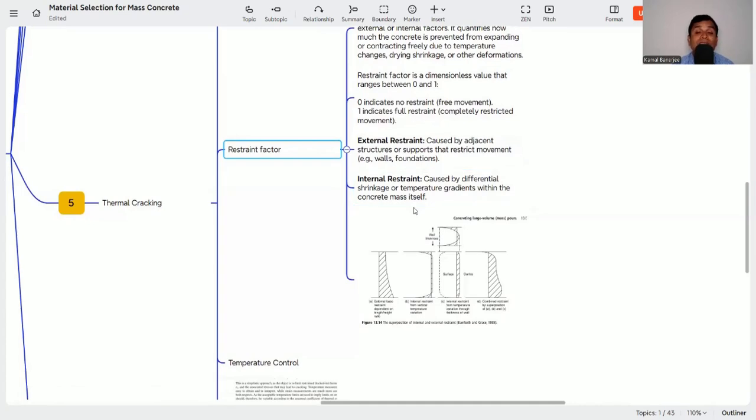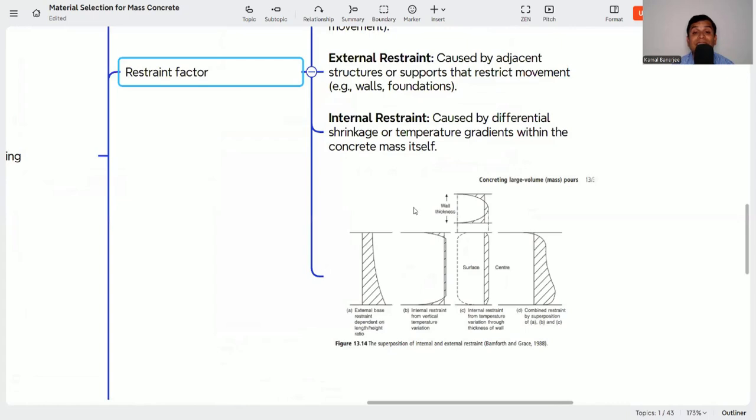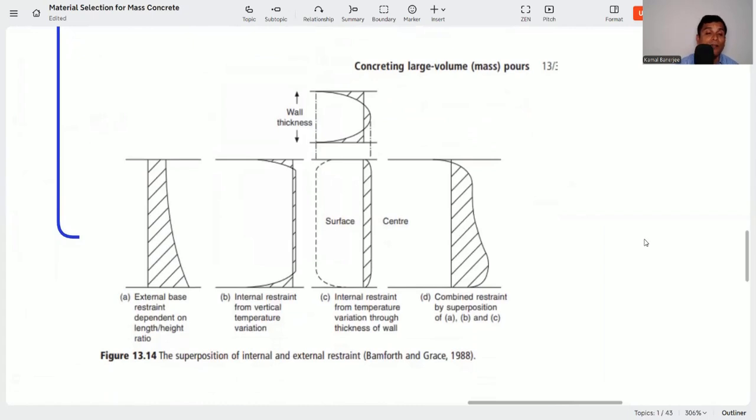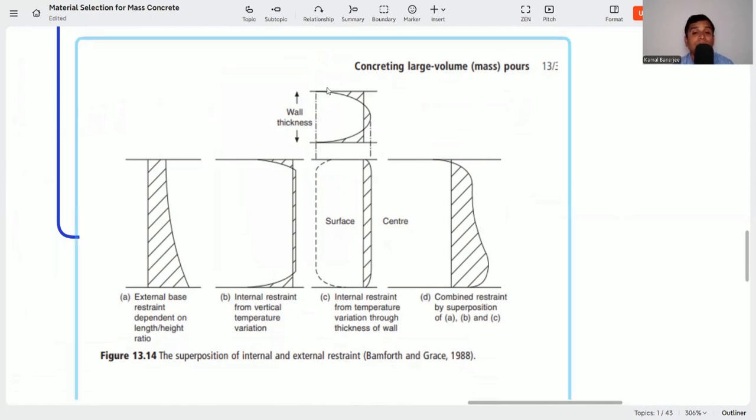Now I have taken this figure from the book by Bamforth, or Chris, in 1988. So this gives a very clear idea of what is called the restraint factor. See, external base restraint depends on the length and height ratio. What is the length and what will be the ratio? And internal restraint from vertical temperature variation. And then this is the internal resistance from temperature variation through the thickness of the wall, the center and the surface. So through the thickness of the wall, what will be the internal resistance? See, here is the wall thickness, and these are the internal resistance factors.